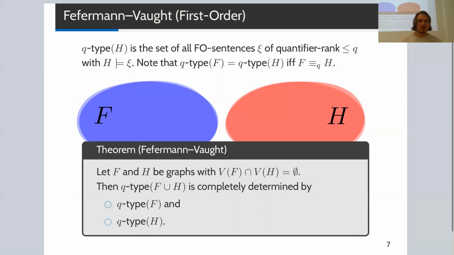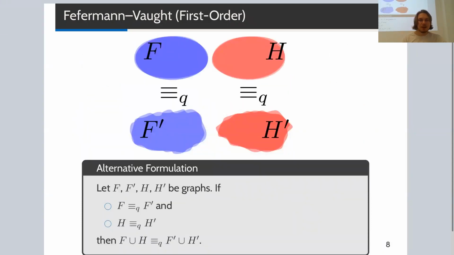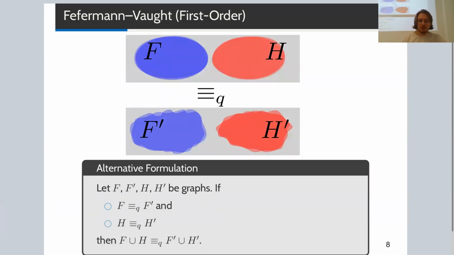And the connection to our Ehrenfeucht-Fraïssé games is that two graphs have the same Q type if and only if they're Q equivalent. So instead of Q types, we can also talk about the equivalence of two graphs. Using this different formalism, the statement reads as follows. We have two graphs F and F prime that are Q equivalent, and graphs H and H prime that are Q equivalent. The theorem says now that the Q type of F union H is the same as the Q type of F prime union H prime. So these two graphs should also be Q equivalent.